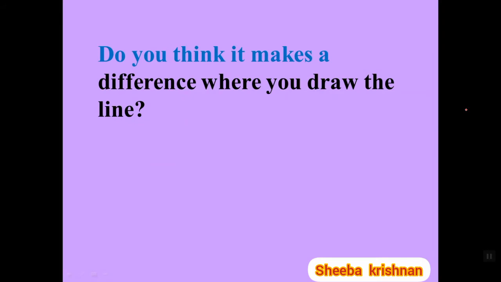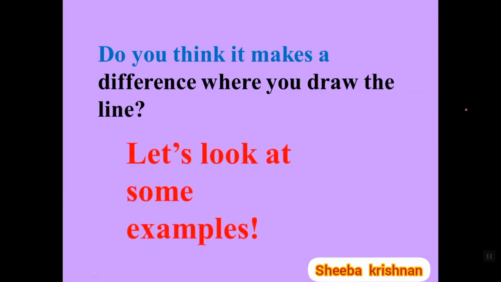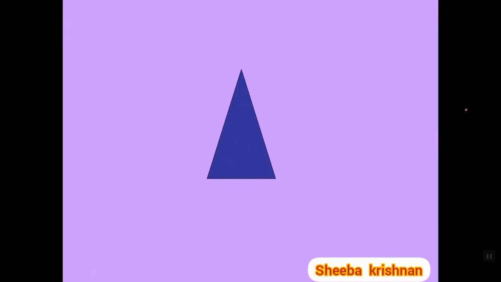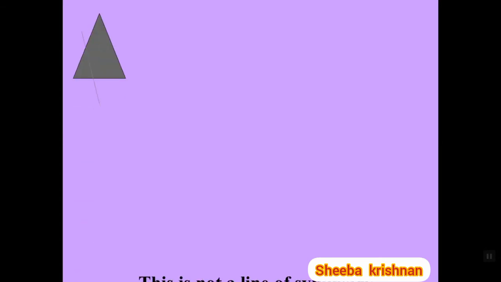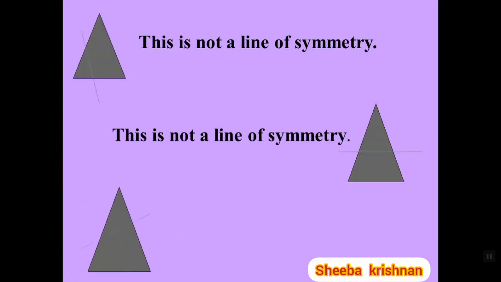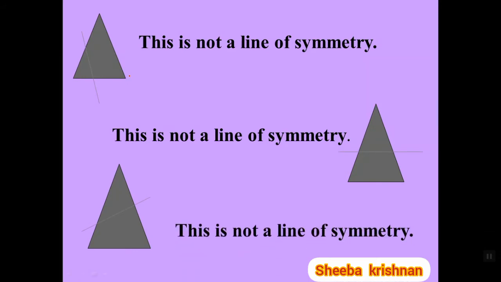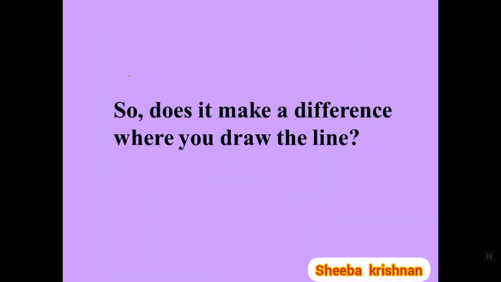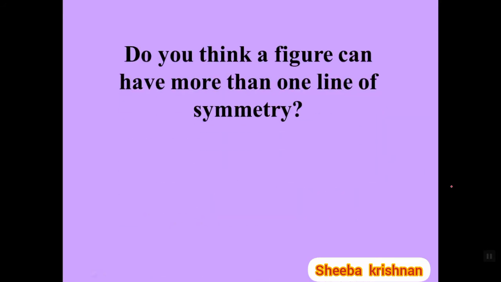Do you think it makes a difference where you draw the line? Let us look at some examples. See. This figure has a line of symmetry. It is the line of symmetry. Okay. So, when we draw the line here, both the sides look the same. Okay. This is not a line of symmetry and this is not a line of symmetry. So, does it make a difference where you draw the line? Yes. Do you think a figure can have more than one line of symmetry?